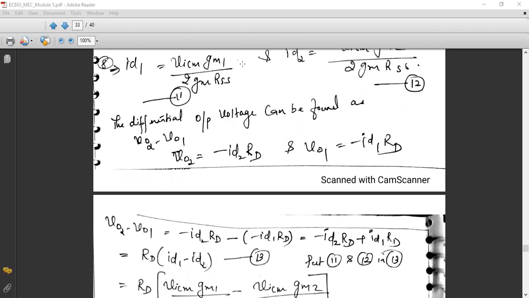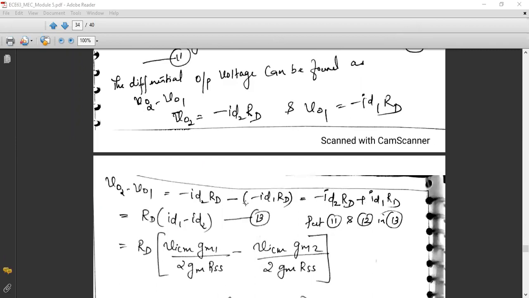Therefore, the equation will become minus ID2 RD minus minus ID1 RD. Minus of minus will become plus. So minus ID2 RD plus ID1 RD. Take RD outside. So within the bracket, it will become ID1 minus ID2. Clear? So now you got the expression of your output voltage. Which output voltage? Differential output voltage in terms of the respective currents.